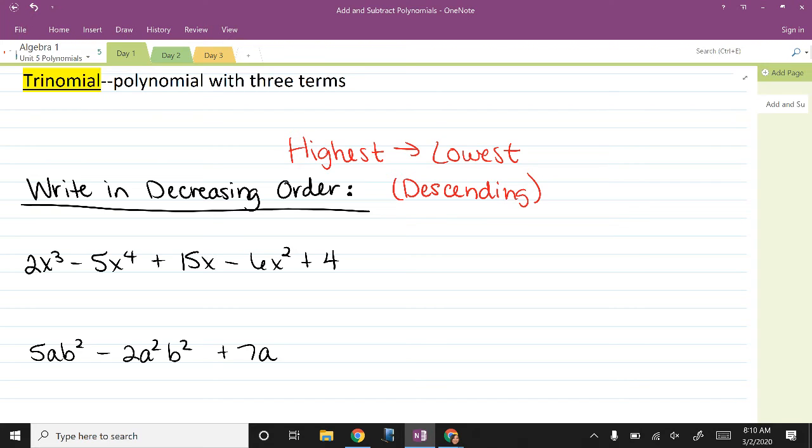So when you're writing a polynomial in decreasing order, you're going to start with your highest degrees. Okay, that means you're looking at the exponents, not the coefficients. The coefficients are the numbers in front of the variables. The exponents are the ones that are after the variables, up high. So we're looking at exponents. So what's the highest exponent we see in this first polynomial?